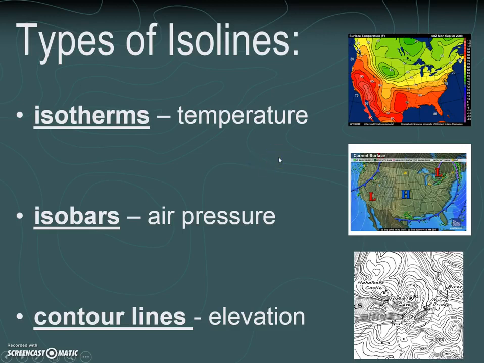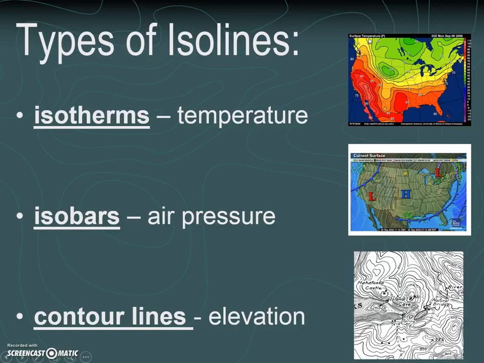So those are all isolines. There are three main types of isolines that we're going to be using this year. The first type are called isotherms, and these are lines that connect points of equal temperature. Earlier we had looked at this map showing us different temperatures across the United States. These are isolines, but because they're showing us temperatures, we have a special name.